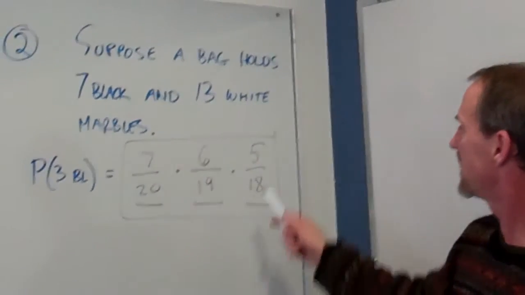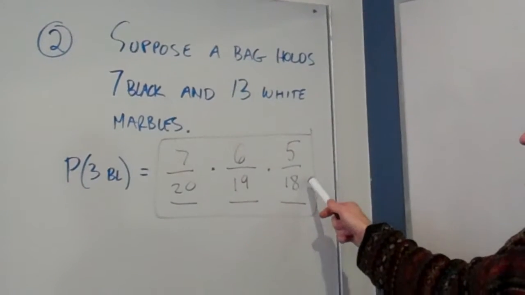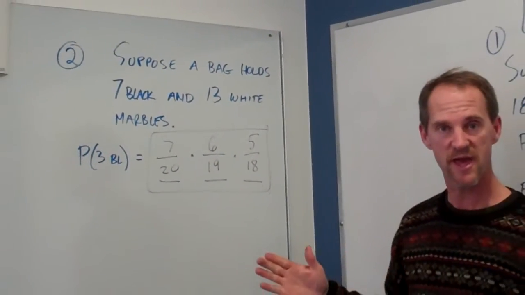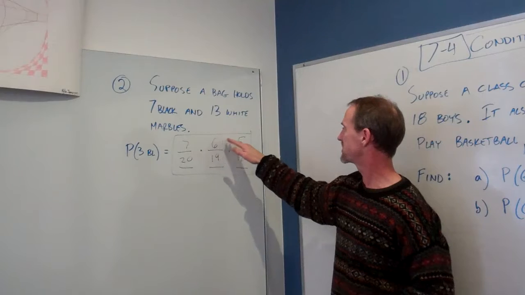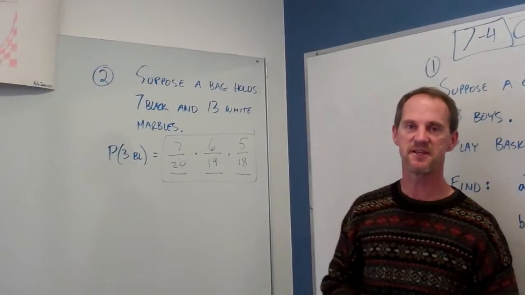Sometimes it's easy to cancel. I can cancel the 5 and the 20 and write a 4. I could cancel the 6 and the 18 and write a 3. But I'll let you do the actual math. You just multiply 7 times 6 times 5, put that total over 20 times 19 times 18, use parentheses, and you're good to go.